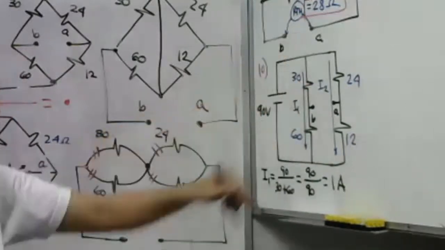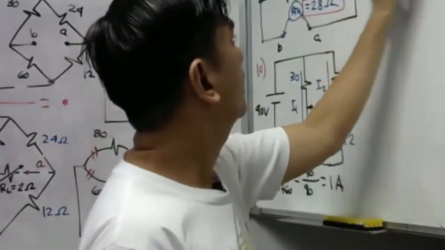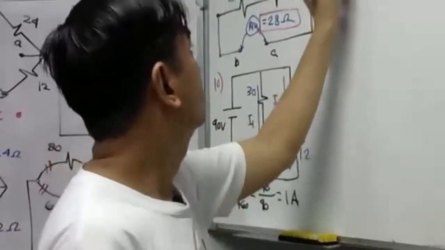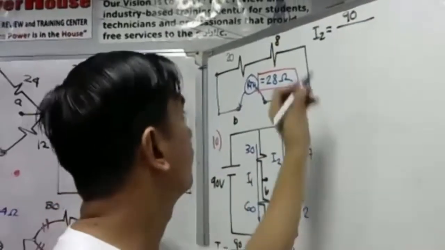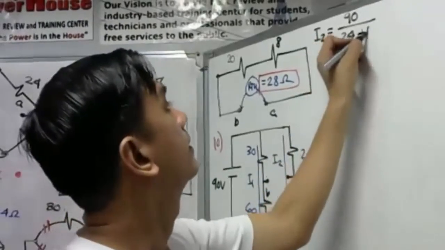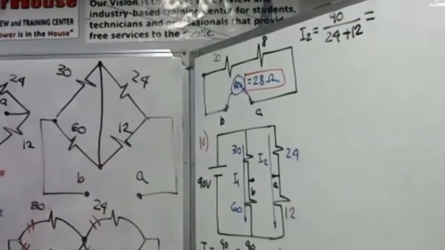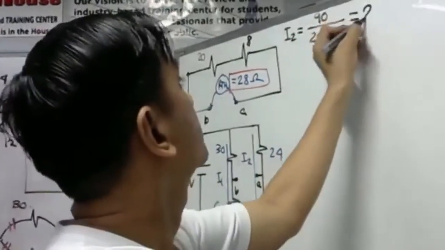Paano naman dito, mga kawerpa? Yung I sub 2 natin. Ganun pa rin, Ohm's law lang po. So, we have here our I sub 2, that is 90. Okay, 90 po yan. Then, over 24. Okay, 24 plus 12. So, saan equal yan, mga kawerpa? That is 90, then divided by, we have here 24 plus 12. So, the answer would be 2.5 amperes.